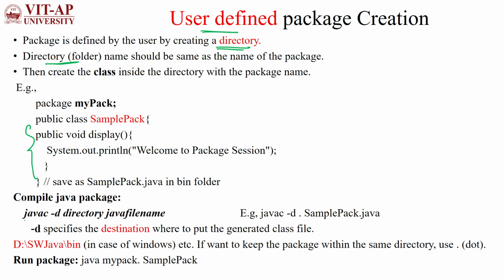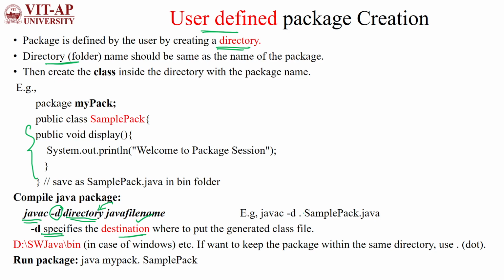Then for compiling the program I have to use hyphen d, right? So d specifies the destination folder, right? So here you have to give the directory name. If you give the directory name, that is the package which is going to be used for storing your Java class file.